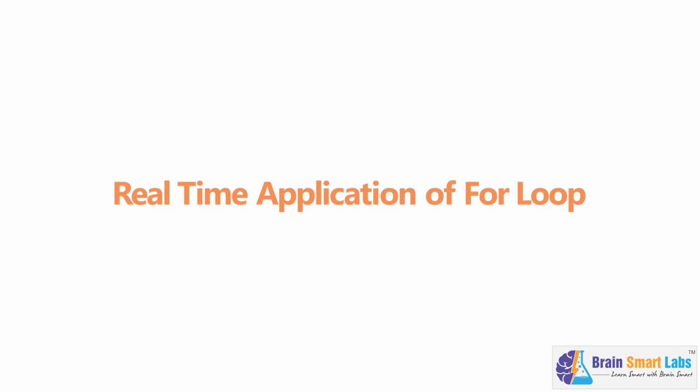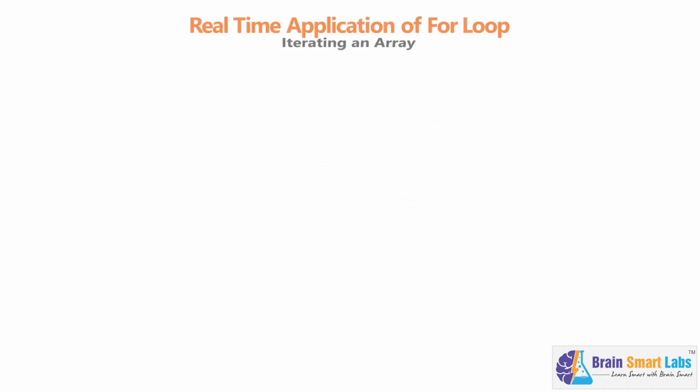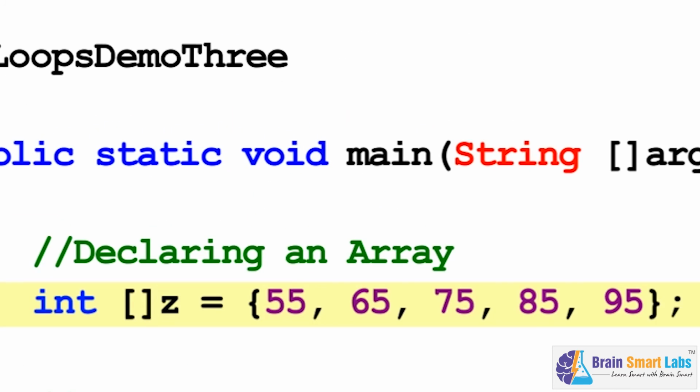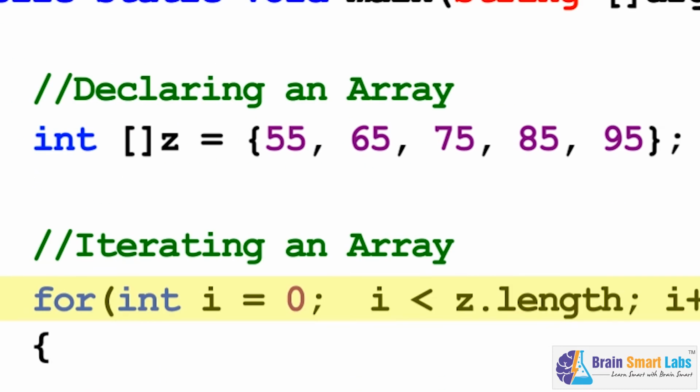Real-time application of a for loop. In the below program, all we are doing is iterating an array. Iterating an array simply means displaying all the values present inside. In this program, as you can see, an array is declared and initialized in line number 6, followed by a for loop in line number 9.